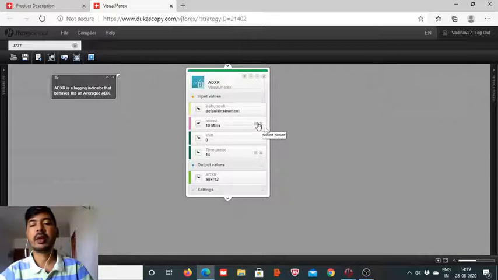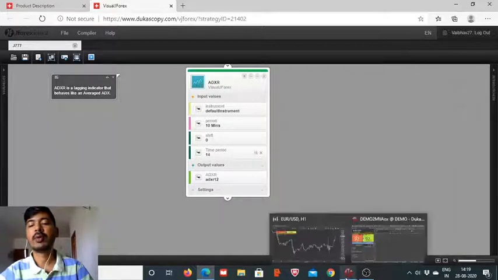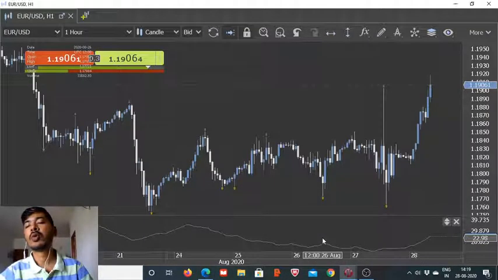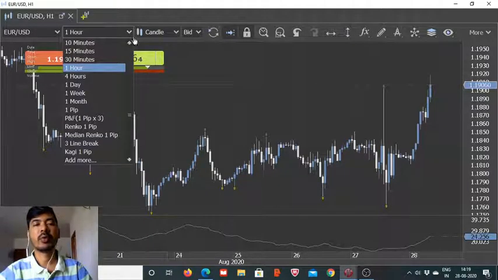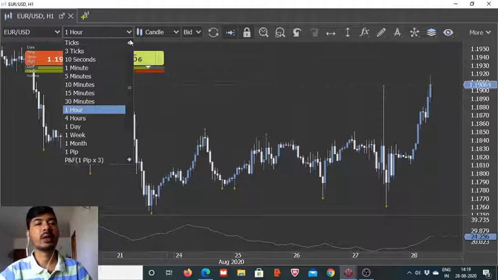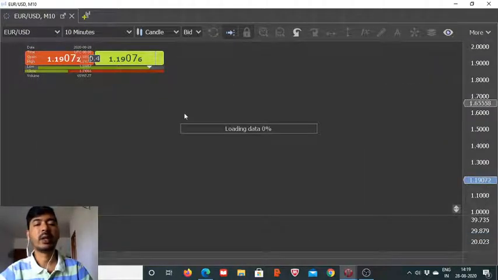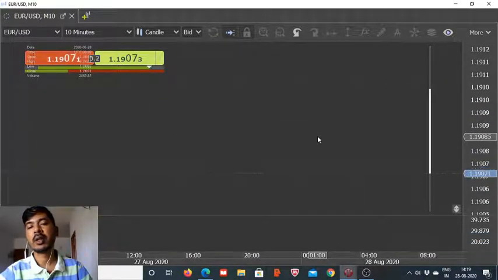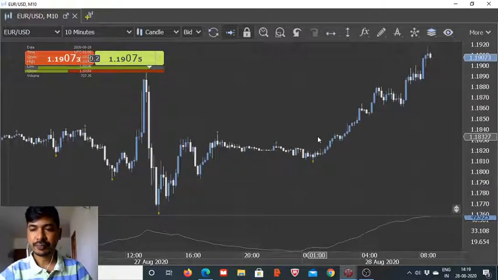Coming to the time period, it is the value on which you want to go for the trading opportunities. So it can be anything starting from 10 seconds to 1 minute, 10 seconds to 1 month, and all the values in between. If we choose 10 minutes, then we will have to customize our setup accordingly.